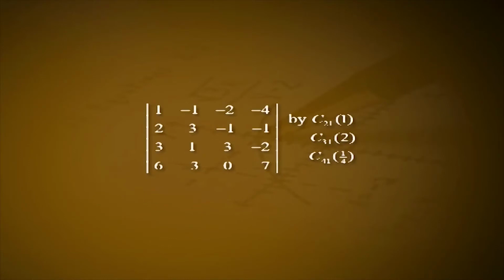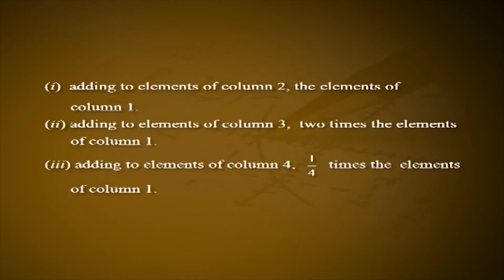Example, the matrix [1, 0, 0, 0; 2, 5, 3, 7; 3, 4, 9, 10; 6, 3, 12, 17] is obtained from the matrix [1, -1, -2, -4; 2, 3, -1, -1; 3, 1, 3, -2; 6, -3, 0, -7], that is, by one, adding to elements of column 2 the elements of column 1. Second, adding to elements of column 3 two times the elements of column 1. Third, adding to elements of column 4 four times the elements of column 1.